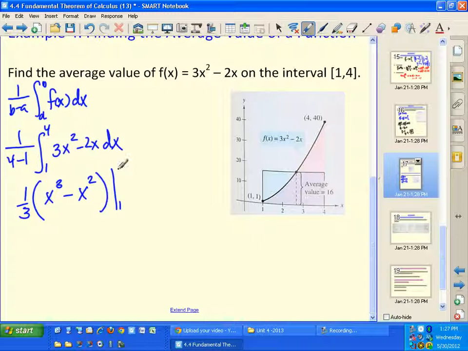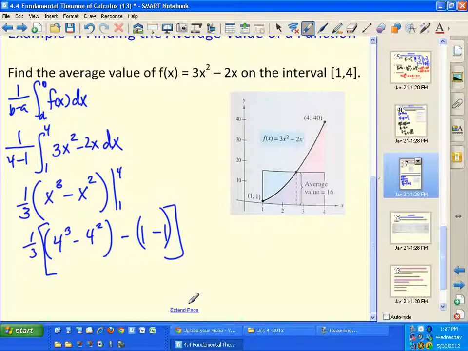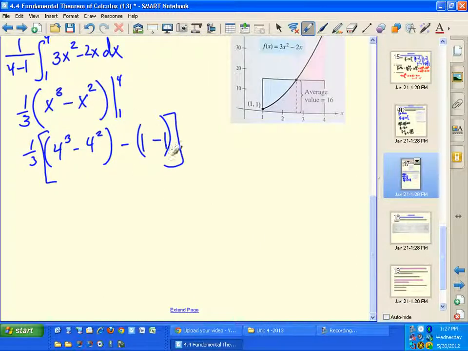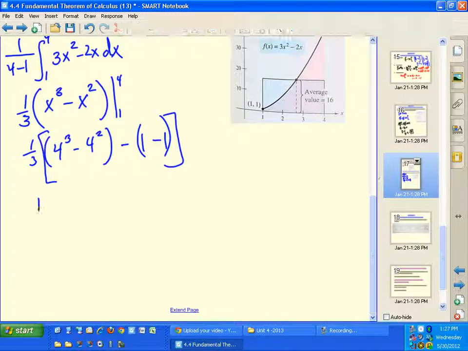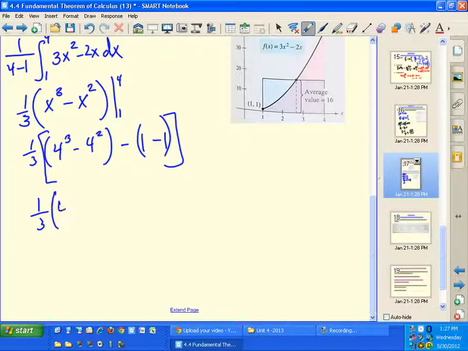Well, then that means I get 1/3 of, plugging in 4, 4 cubed minus 4 squared, and then over here I'll just leave the 1/3 out and subtract 1 minus 1, and so that becomes 0. And so we really have 64 minus 16, which is 1/3 of 48, which gives me 16 for the area of that average rectangle.